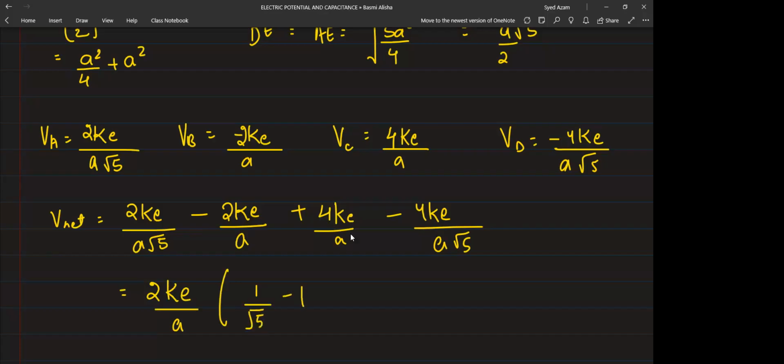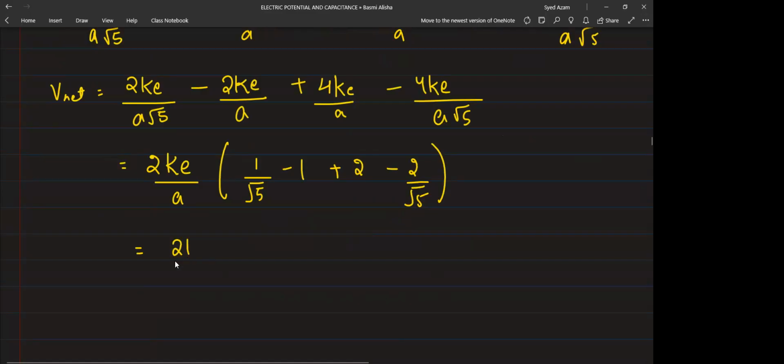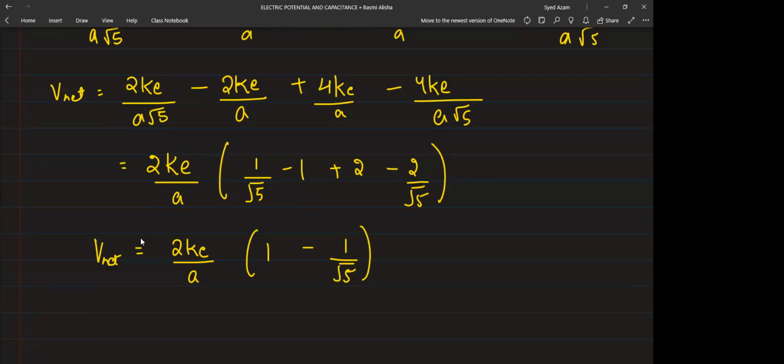2KE by A, from here minus 1, from here plus 2, from here minus 2 by root 5. Correct. So this will simply be 2KE by A. Look, this is 2 minus 1, that is 1 only. And this is 1 minus 2, basically the denominator here is root 5, and 1 minus 2 is minus 1. Got it? This part. Yes, ma'am. So the net potential will be equal to this.